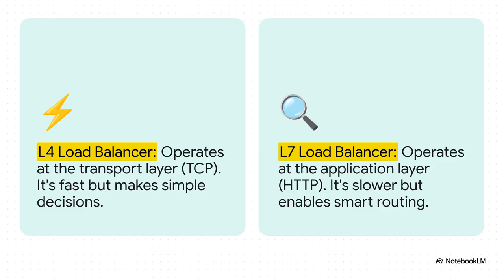The fast one is an L4 load balancer. It only looks at basic network info like an IP address. Think of it like a mail sorter that only reads the zip code. It's super quick. The smart one is an L7.